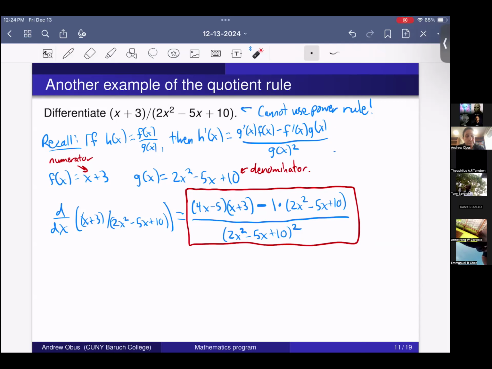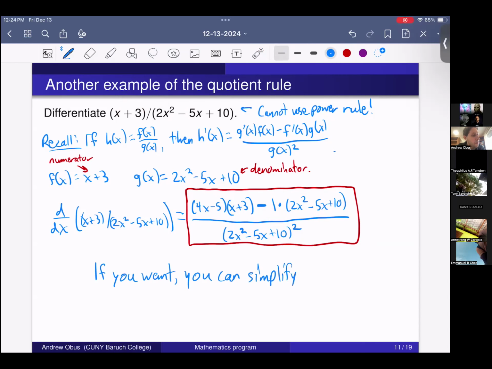So this is just what it is. It's not a particularly nice formula. I mean, this is not a particularly nice function. But if you use the quotient rule to take the derivative, this is what you get. And if you want, I'll just write that down, so if you're looking at your notes later, you can simplify the numerator.